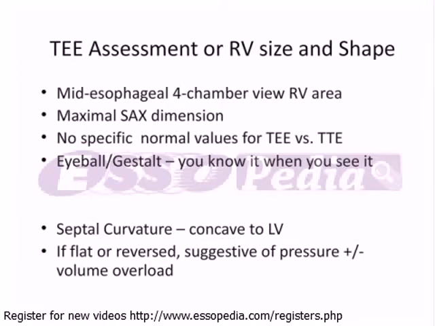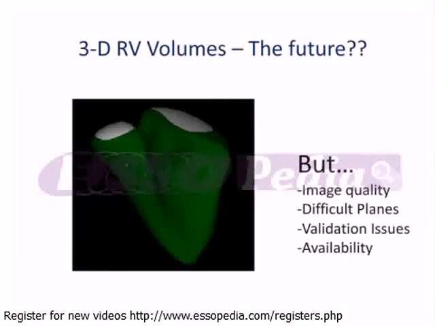From the acquisition of a volume by 3D echo, you can cut the volume in various planes and obtain a reproducible and relatively accurate volume. But there are often problems with image quality, difficult planes to get at. There are still some validation issues, and certainly we all know that the availability is not universal.